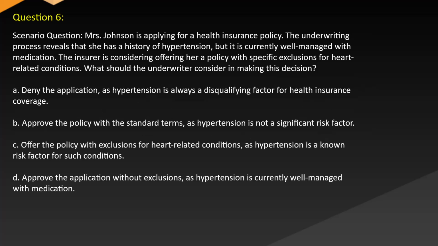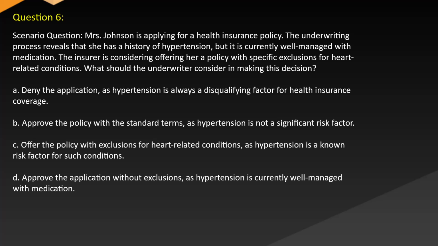Question 6. Scenario question. Mrs. Johnson is applying for a health insurance policy. The underwriting process reveals that she has a history of hypertension, but it is currently well managed with medication. The insurer is considering offering her a policy with specific exclusions for heart-related conditions. What should the underwriter consider in making this decision?